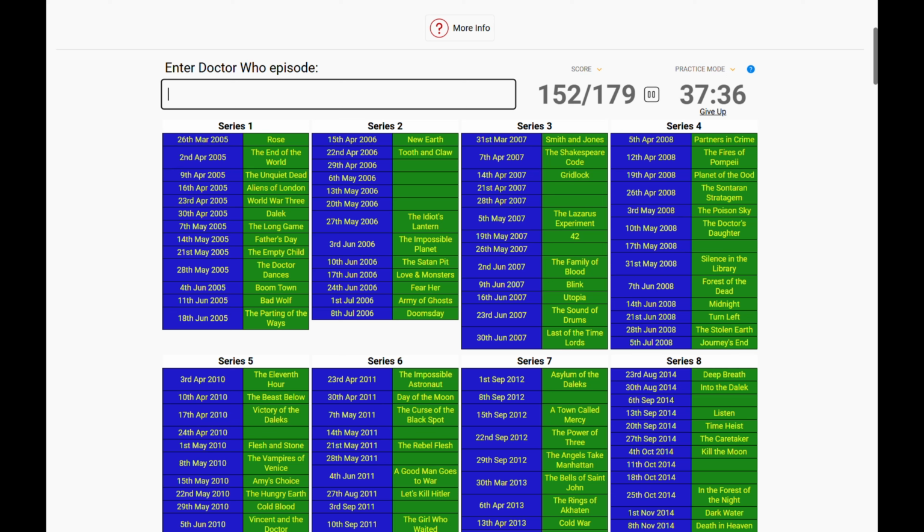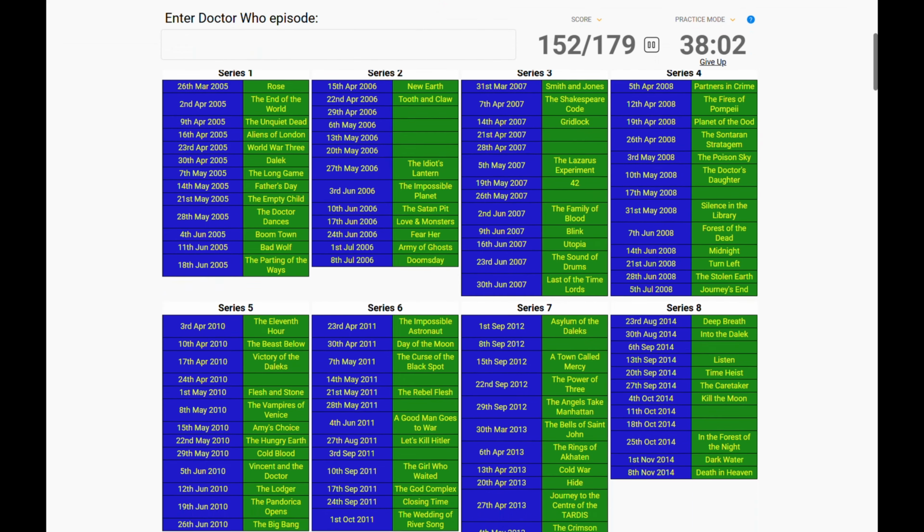I'm missing a whole chunk in series 2. I don't know if this is capturing the mouse, but missing a whole chunk in series 2. Quite a lot of series 3. There's the episode after Gridlock and the one after that, and whatever the name of the other half of Family of Blood is. 1 episode in series 4, which is the one between the Doctor's daughter and Silence in the library.